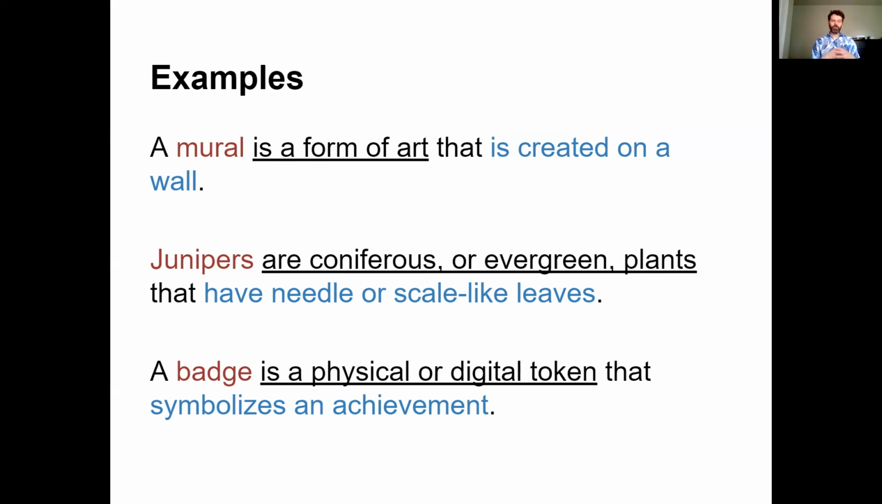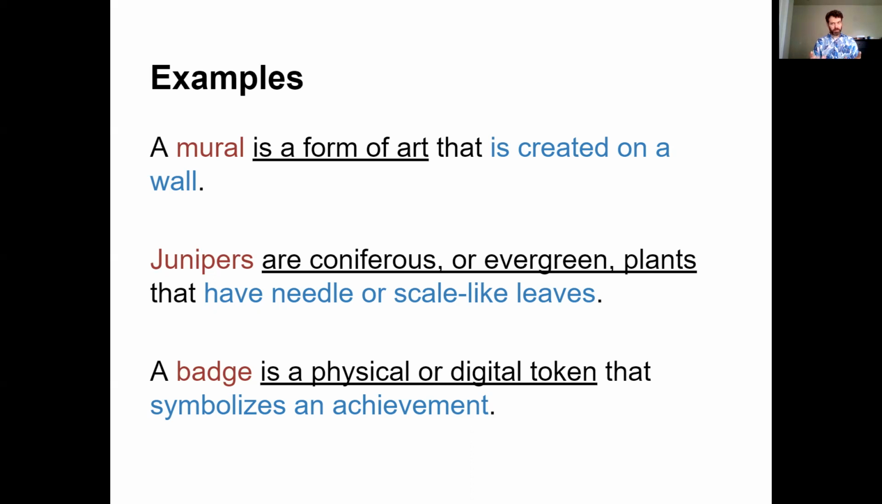Let's look at our next example, junipers. This is probably a new word for you. Junipers are carnivorous or evergreen plants. Plants is a word we probably already know, but junipers might be new. So junipers are a kind of plant that has needle or scale-like leaves. So it's telling us that it's a special kind of plant.